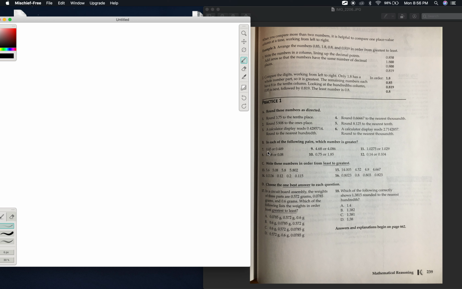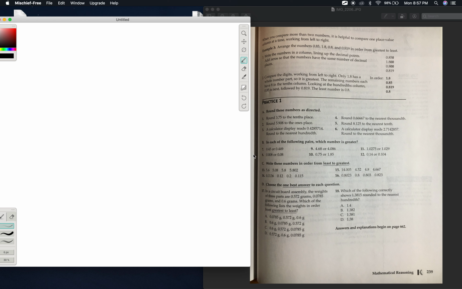This number here would be greater because, starting from the left to the right, we compare the numbers. 4, this one has a 4. Next one over, 5, and this one has a 4. So we know that 5 is larger than 4, so this number here is greater. Even though this has 3 numbers, that doesn't really matter because it's after the decimal.